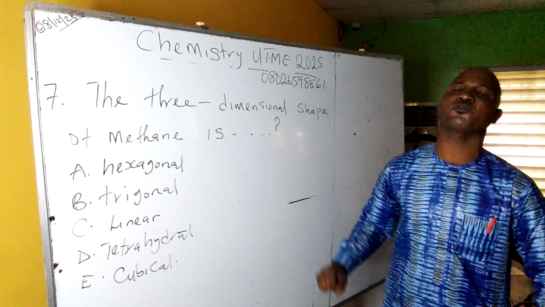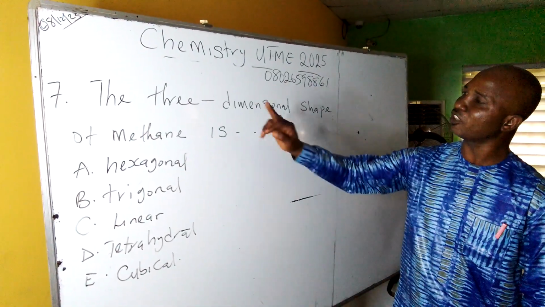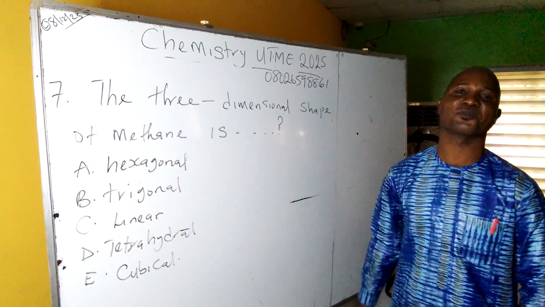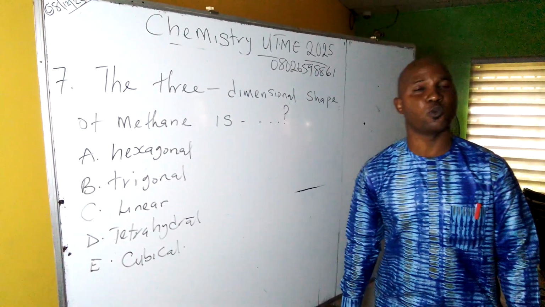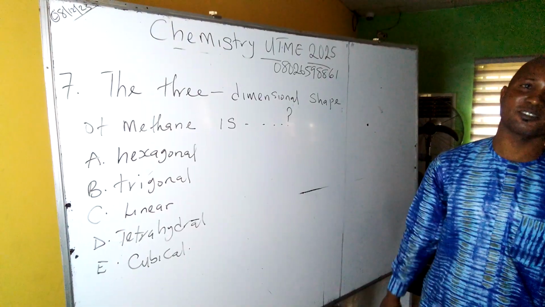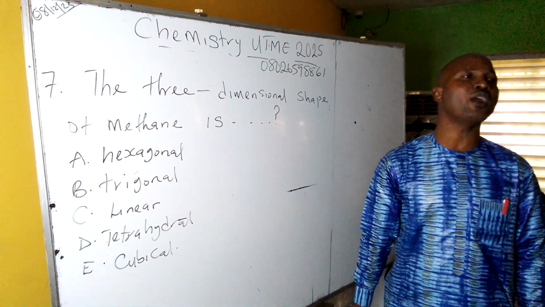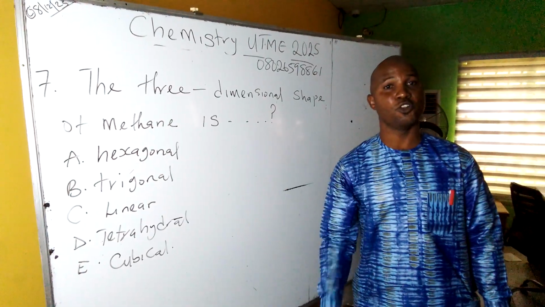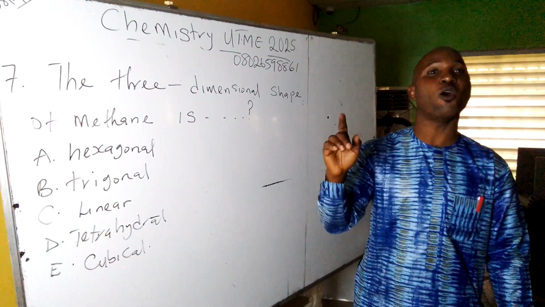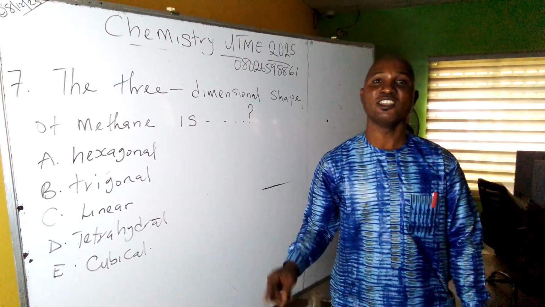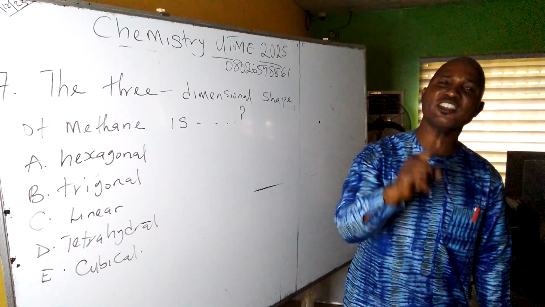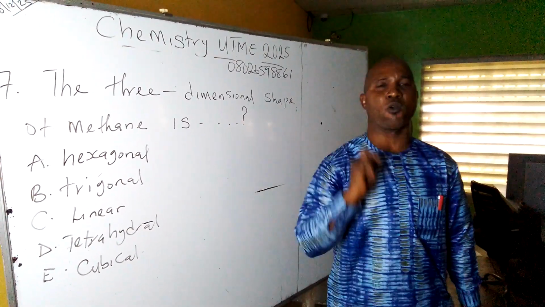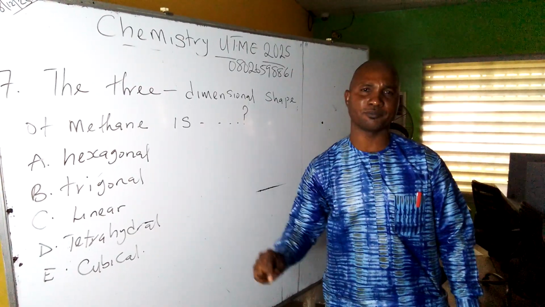Today's question is question number 7 on Chemistry UTME 2025. The question is straightforward and it says, the three-dimensional shape of methane is dash dash dash. I know those who have read your book very well already know what the answer is. But I'll need to take you through a series of activities for us to always arrive at the answer. You know why? Because my answers are always evidence-based. It's not a guesswork. So I advise you that when you are answering questions in UTME, you should be sure and know what you're doing.